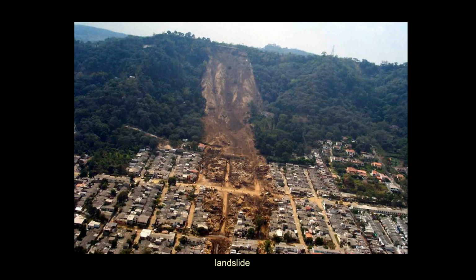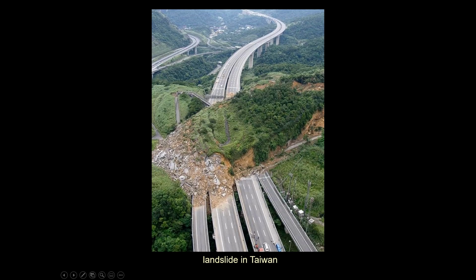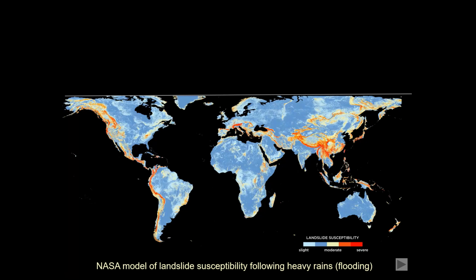A landslide in South America that's wiped out this neighborhood. And this one is in Japan, where this roadway is completely covered. And in Taiwan, a highway covered by a landslide. So I think you get the idea. Just some examples of landslides around the world.